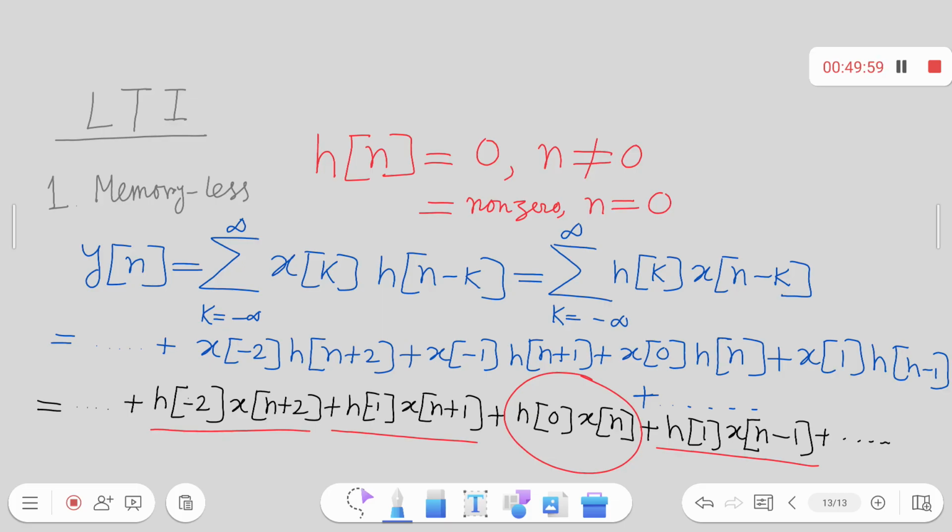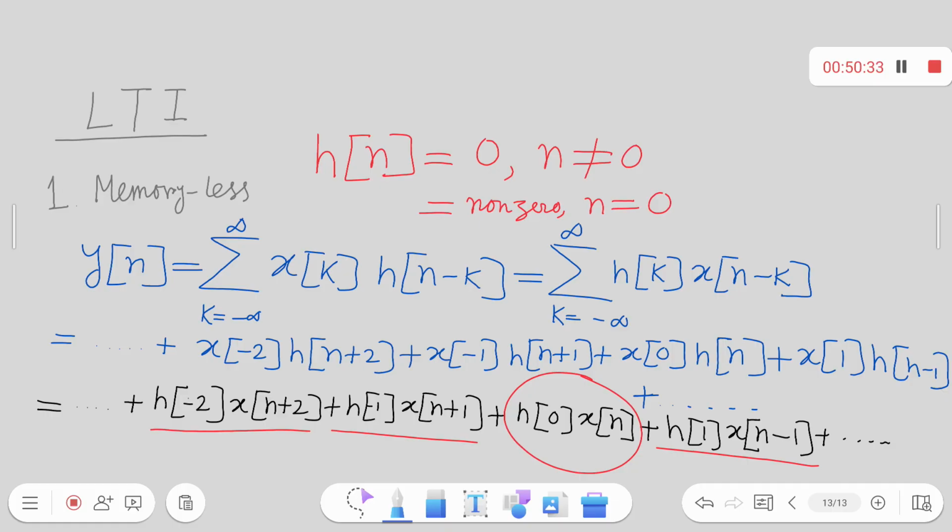So what is the condition which needs to be satisfied? You have to check whether h of n is equal to 0 for n not equal to 0. For all the positive and negative integer values of n, if h of n is equal to 0, and for n equal to 0 it is any constant non-zero value, positive or negative, then the system is memoryless. So for a memoryless LTI system, can you relate this impulse response to any function?